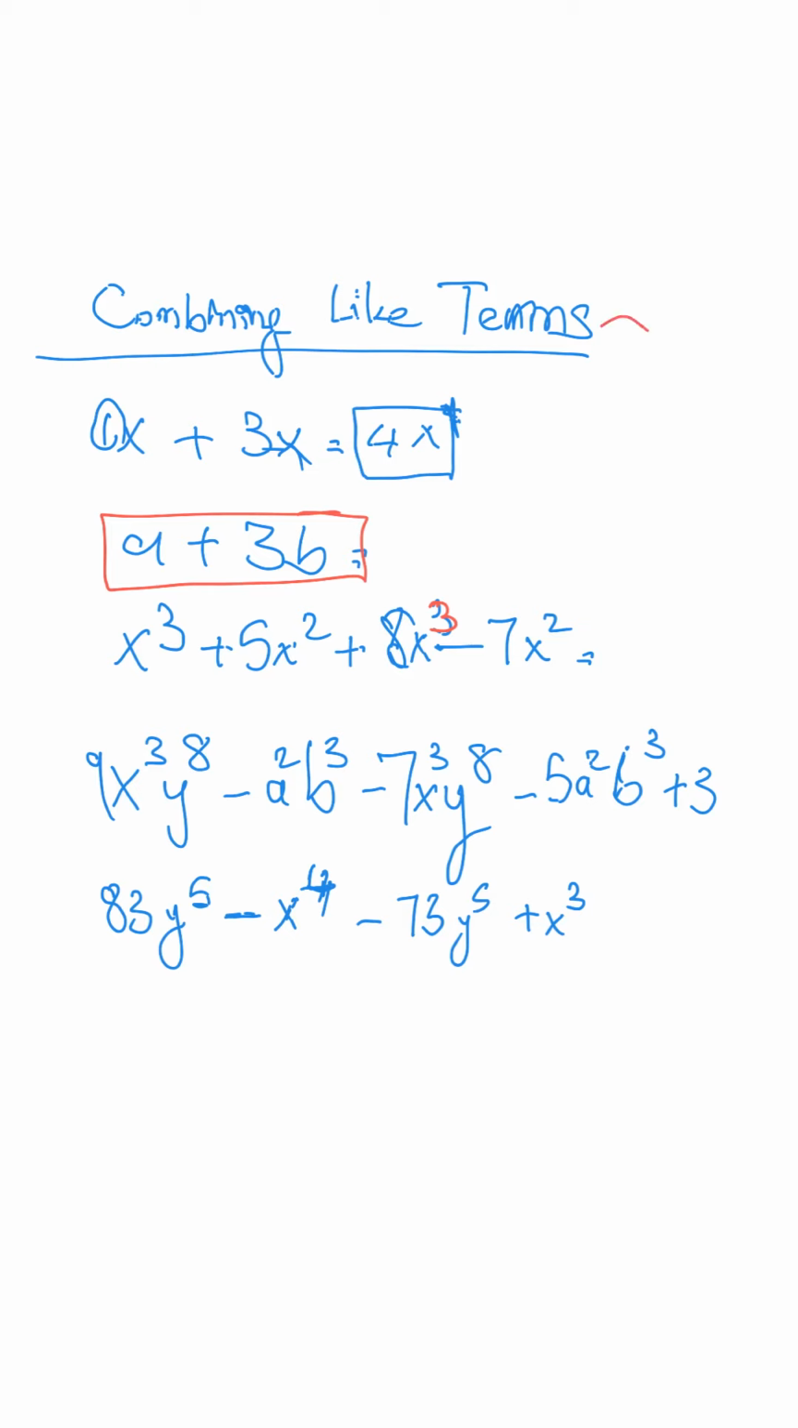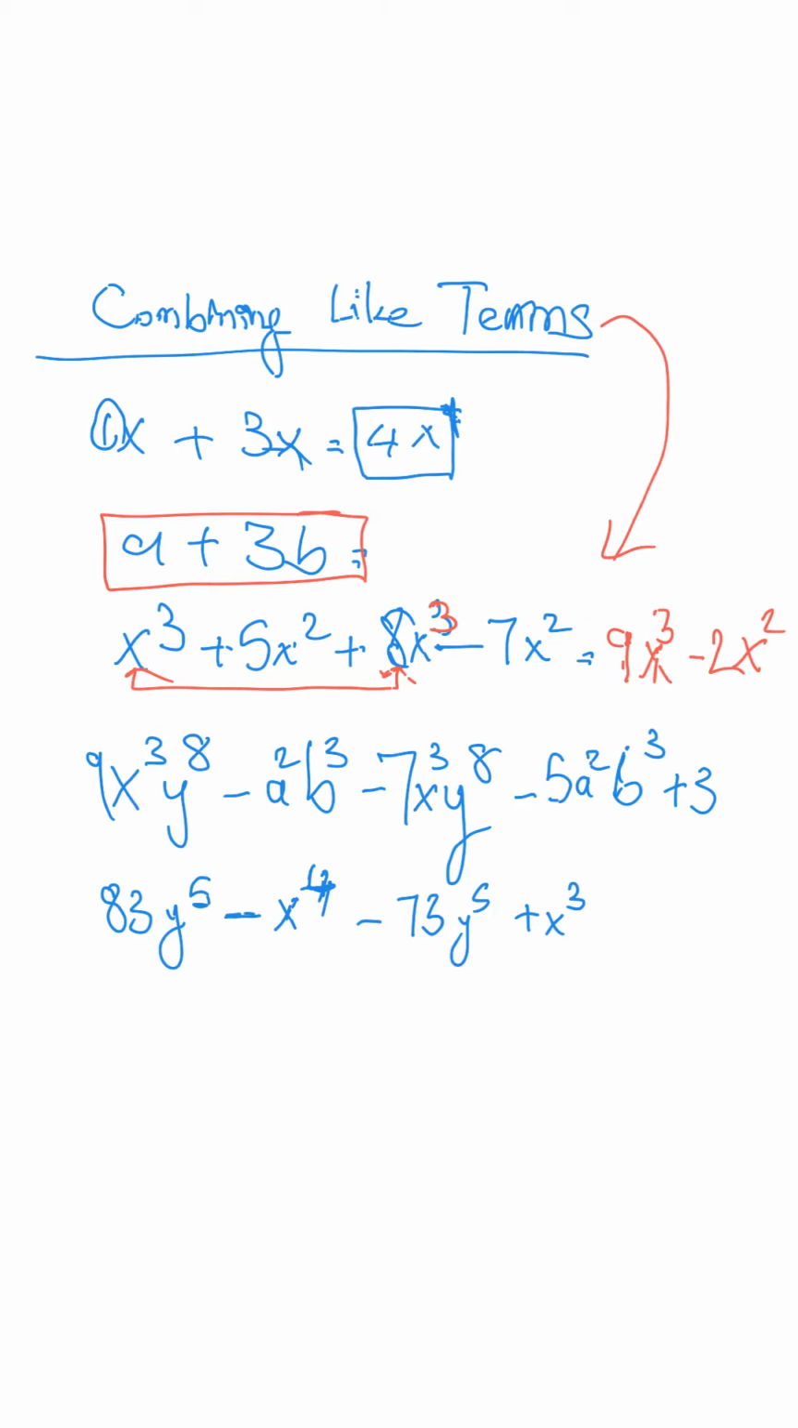Now let's combine this term. I have 1 plus 8. It is better to go from highest to least power. 1 plus 8 will give us 9 with the x to the third power. Now 5 minus 7 will give us negative 2 with the x to the power of 2.